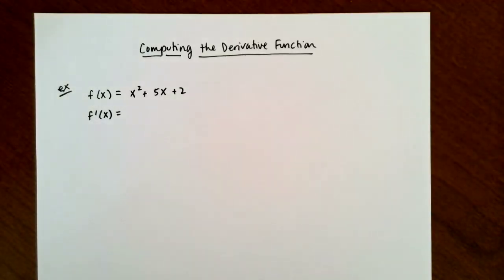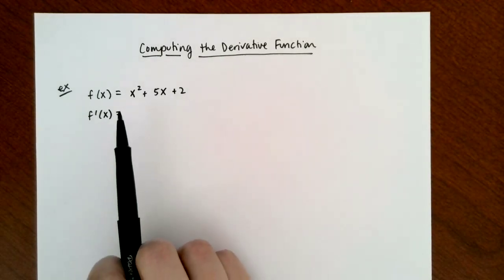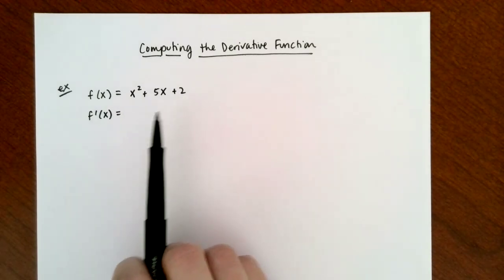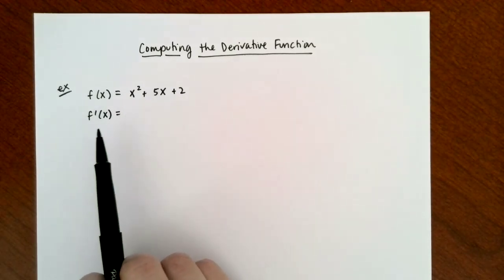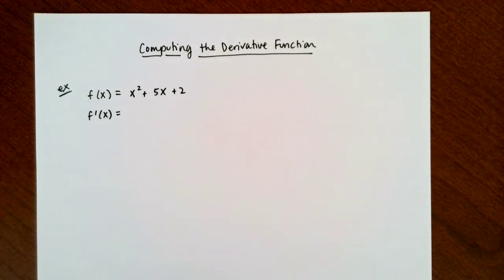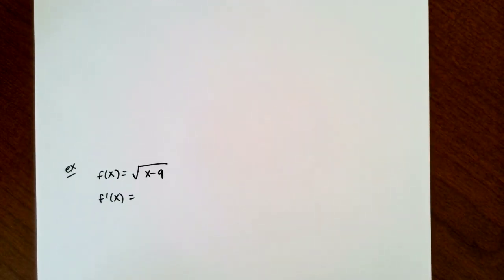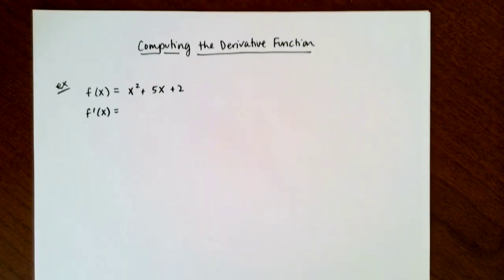Let's talk about computing the derivative function. So these types of examples are what you see here, where they give you a formula of a function. And instead of asking for f prime of a number, they just want the actual formula for f prime of x. So we're going to do two examples in this video. The first one is this quadratic function that you can see here. And the second one will be a square root function, which you can see lower down.